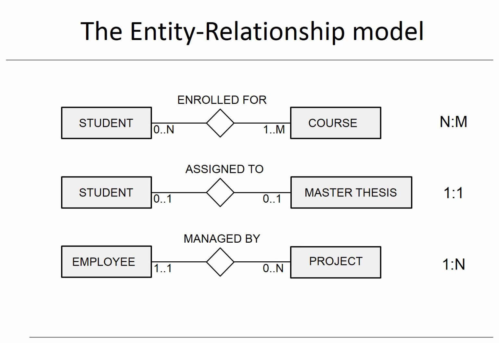A student can be assigned to minimum 0, maximum 1 master thesis. Vice versa, a master thesis is assigned to minimum 0, maximum 1 student. This is an example of a 1-to-1 relationship type. An employee can manage minimum 0, maximum n projects. Vice versa, a project is managed by a minimum 1, maximum 1, or in other words, exactly 1 employee. This is an example of a 1-to-n relationship type.